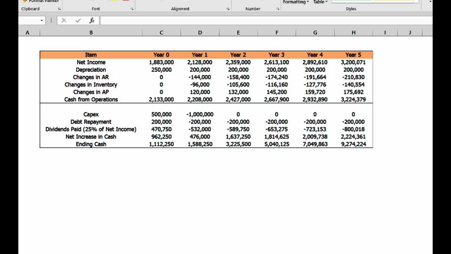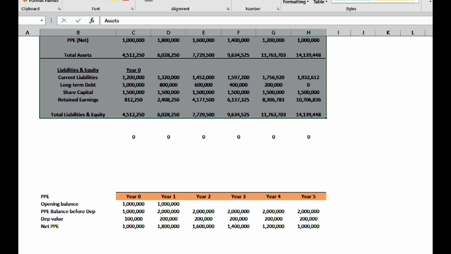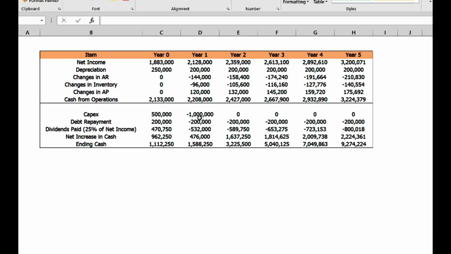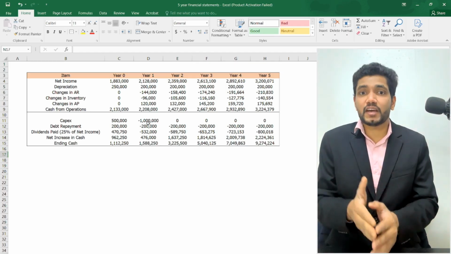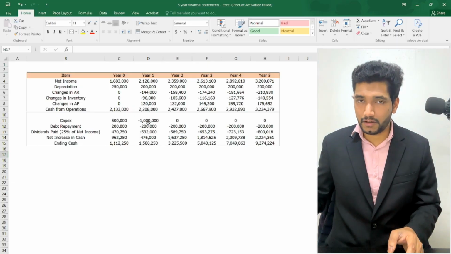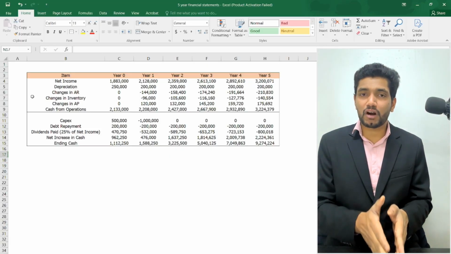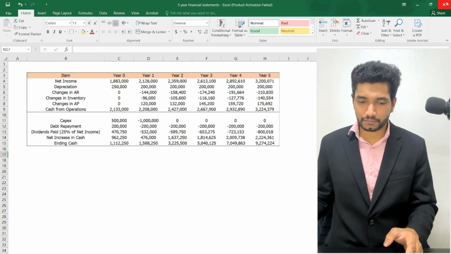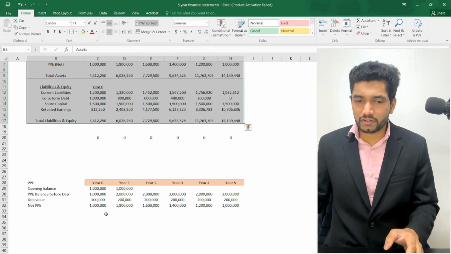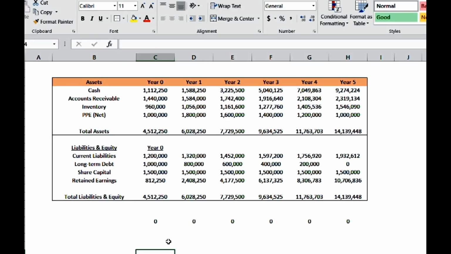We have prepared the profit and loss account, balance sheet, and cash flow statement based on a case. What we did here is the base year statement was already given. So we set the base year statement as a foundation, and we built the case for year 1, year 2, year 3, year 4, and year 5 based on the given scenario. It is very important to match the total assets with the total liabilities and equity. That is the basic accounting equation.